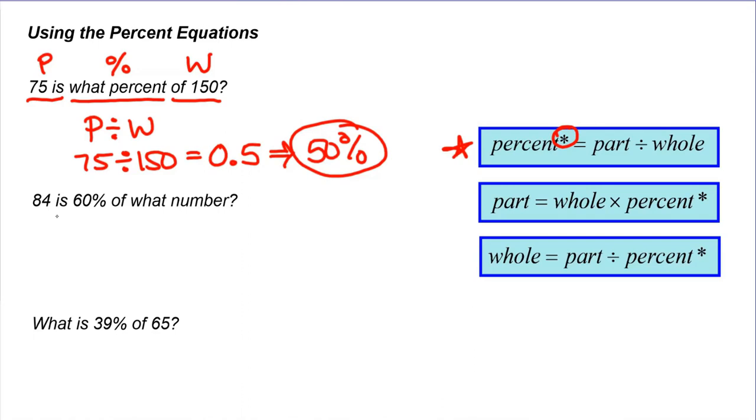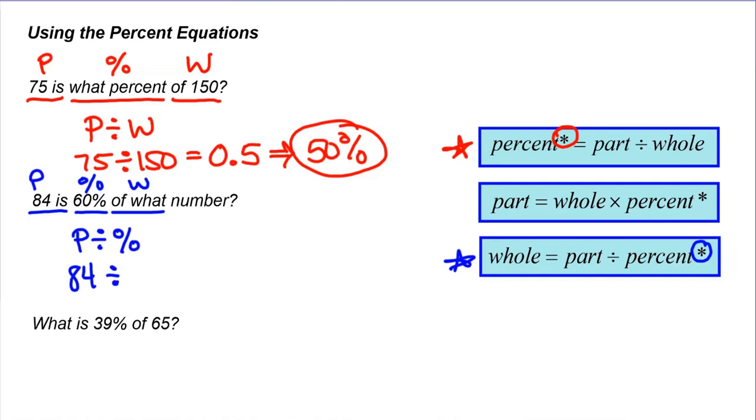Next one, 84 is 60% of what number? So 84 is the part, and 60% is obviously the percent, of what number? So the whole is missing. Here we need to look for the equation that tells us what the whole is, and that's this last one right here. The whole is equal to the part divided by the percent. So I'm going to take the part divided by the percent to get my whole. The part is 84, and I need to divide it by the percent. Now you have to be careful because again, there's that asterisk there.